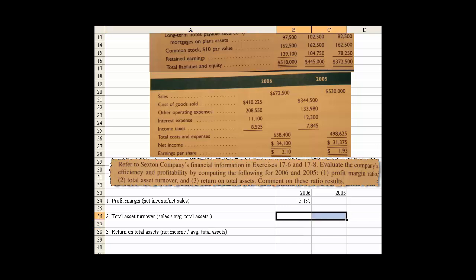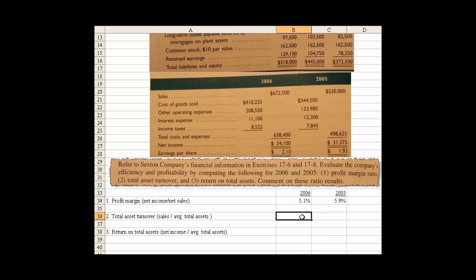Actually, these need to be in terms of an actual number, and return on assets, since it is a return, it's in percentage. Okay, for 2005, the profit margin, we take the net income for 2005, which is the 31,375 to the left of my mouse, and divide that by sales, which to the left of my mouse is given as 530,000. Let me put that in. Okay, and that gives us a 5.9% profit margin. So we see there's been a decrease.